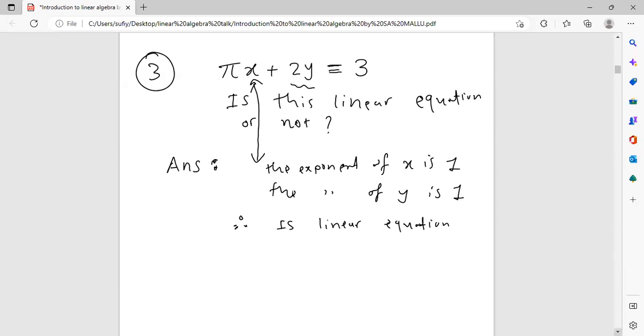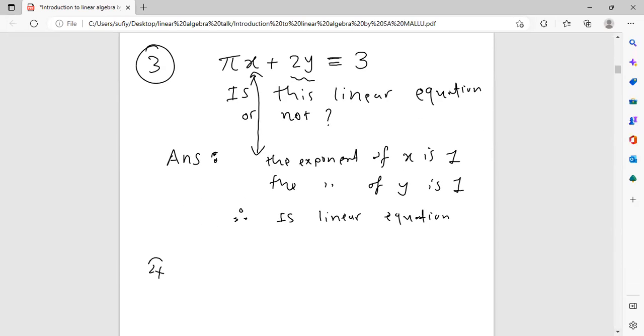Let us look at the last example here, number 4. Pi x squared plus 2y equals 3. Now, is this a linear equation or not? I'm assuming that now you are used to the concept of a linear equation. You can step forward and say that this is not a linear equation. Why? Can anyone think why this is not a linear equation?